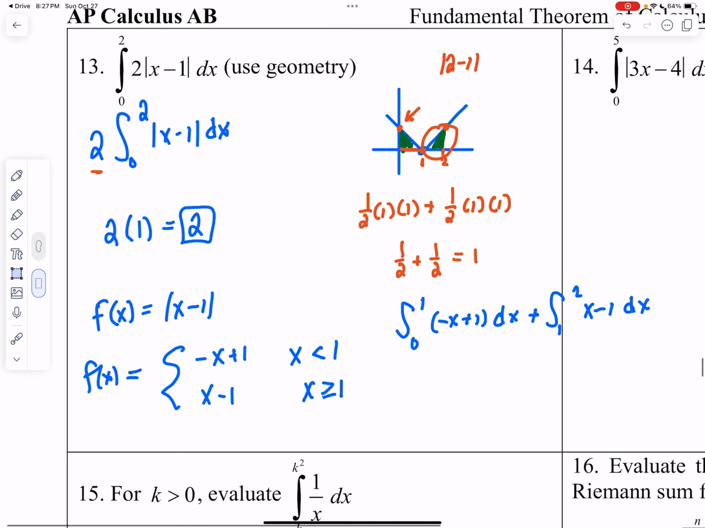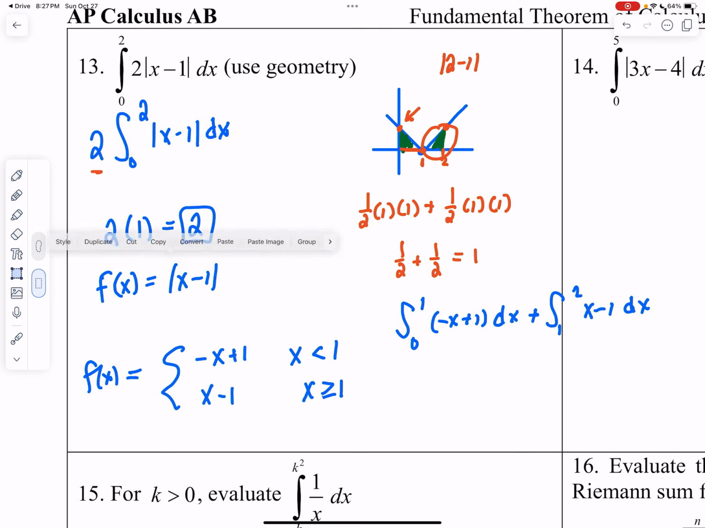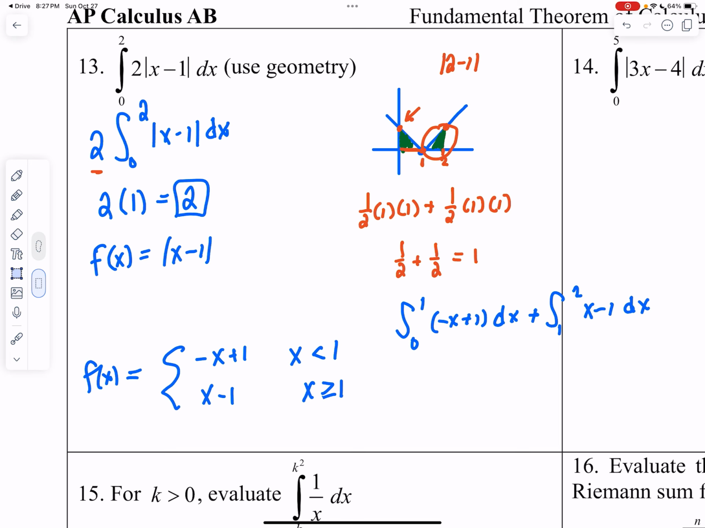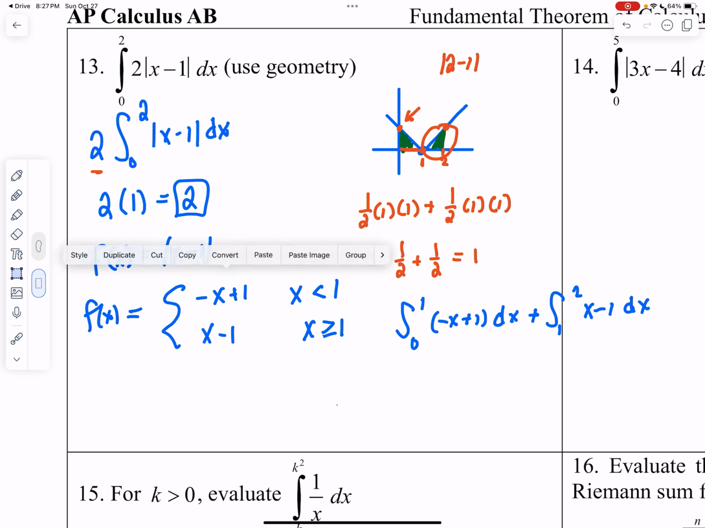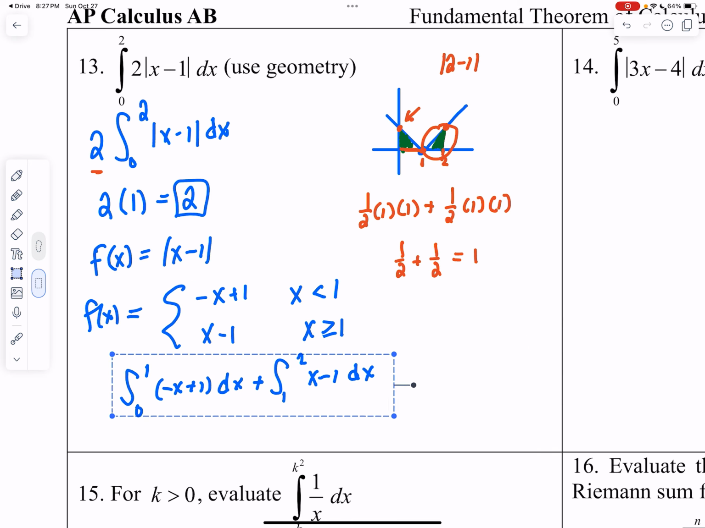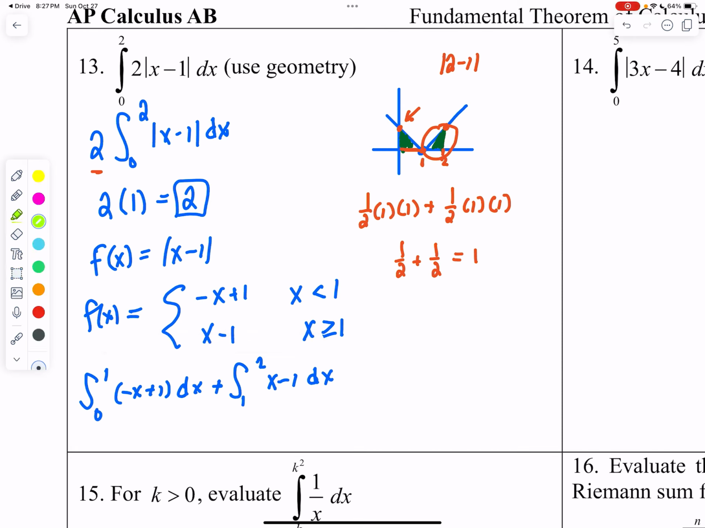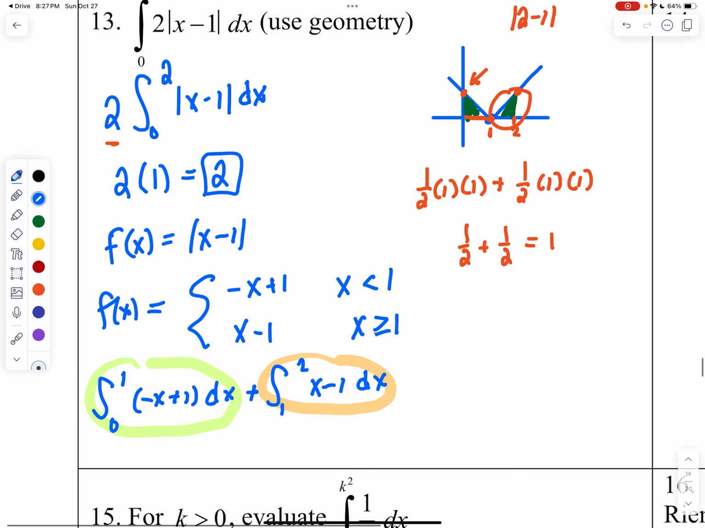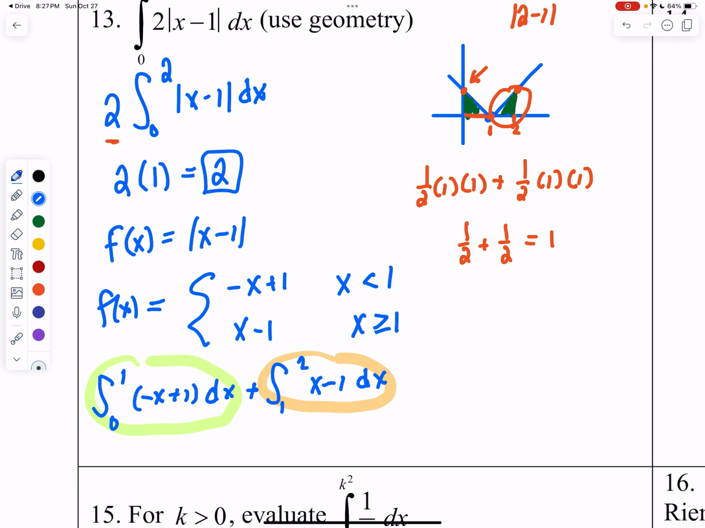Now, you're going to see pretty quickly why it's better to use geometry, if we can, to find the area, because right now, I'm going to have to use the fundamental theorem of calculus twice. The first part's for this integral right here, and then for this integral right here. And of course, we still have this 2. Don't forget about this 2 right here.